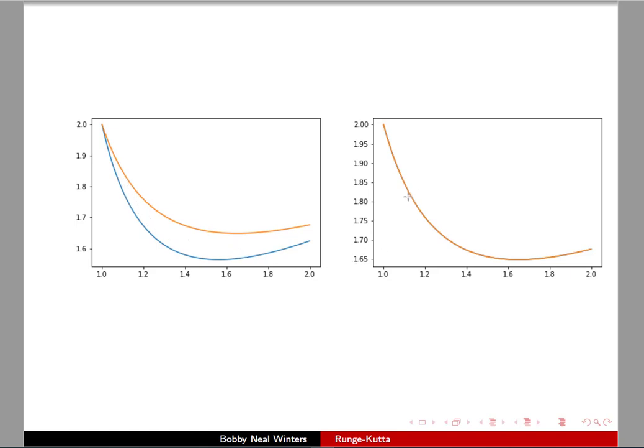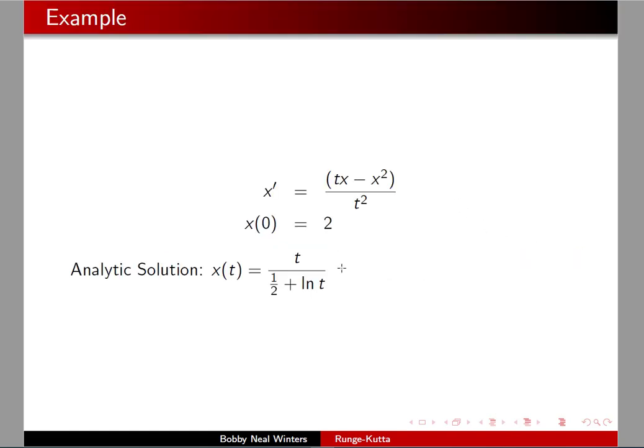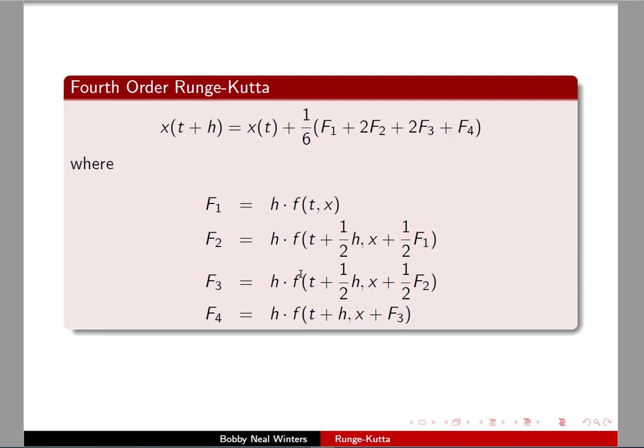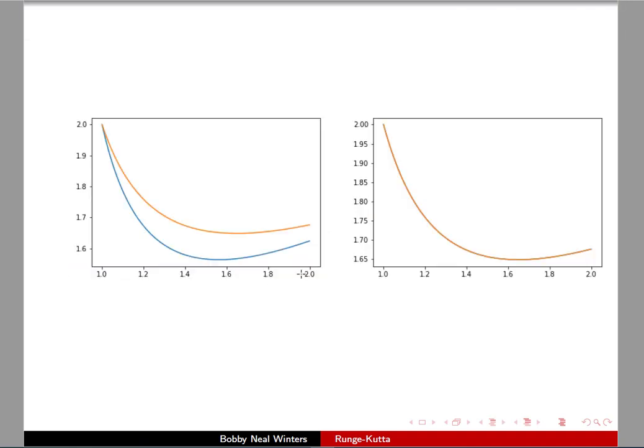However, the second one is fourth order Runge-Kutta, and notice that the orange covers up the blue. The blue is still there, but the orange has covered it up. So fourth order Runge-Kutta, even though it is a bit more involved, is the way to go on these things. Quite frankly, unless you're just extremely tight for code space, and I can't imagine that anymore, this would be the way to go.